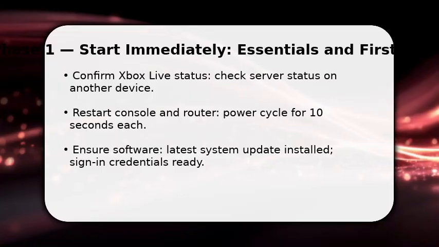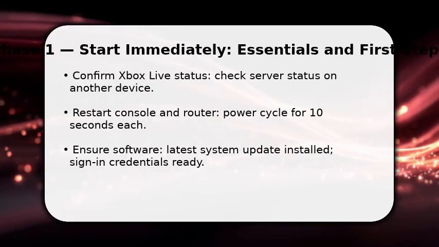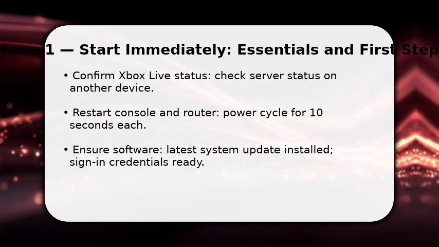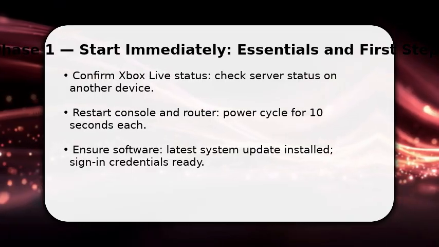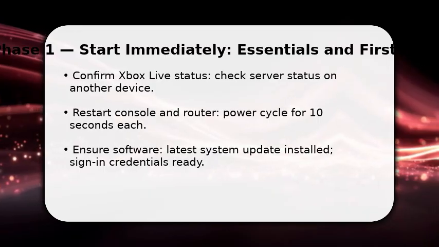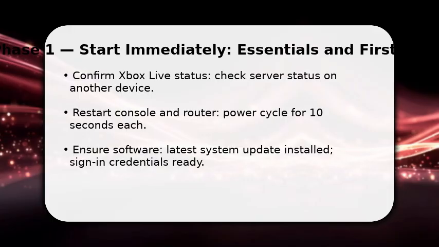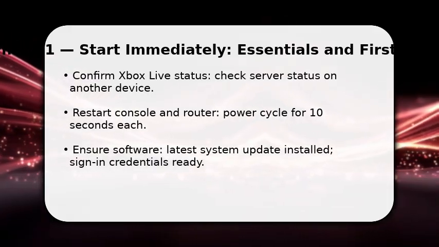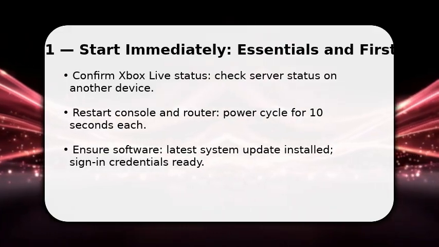You start by confirming basic network and account prerequisites. This prevents wasting time. First, verify Xbox Live service status on a phone or PC so you know whether the issue is external. Once done, power cycle the console and your router. Hold power for 10 seconds, then wait 30 seconds before restarting to clear cached network faults. Make sure you have your Microsoft sign-in details and that the console reports the latest system update. This avoids authentication and compatibility errors.